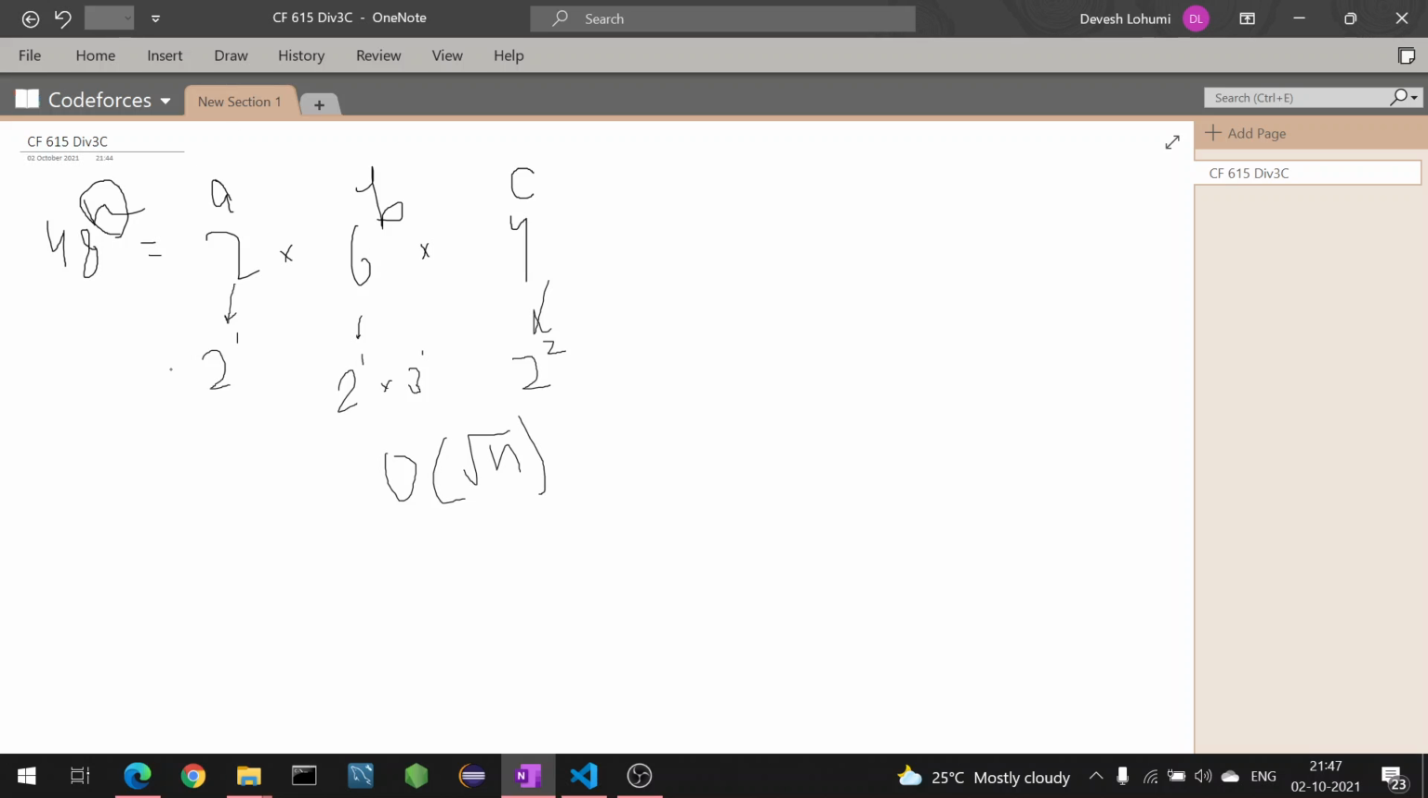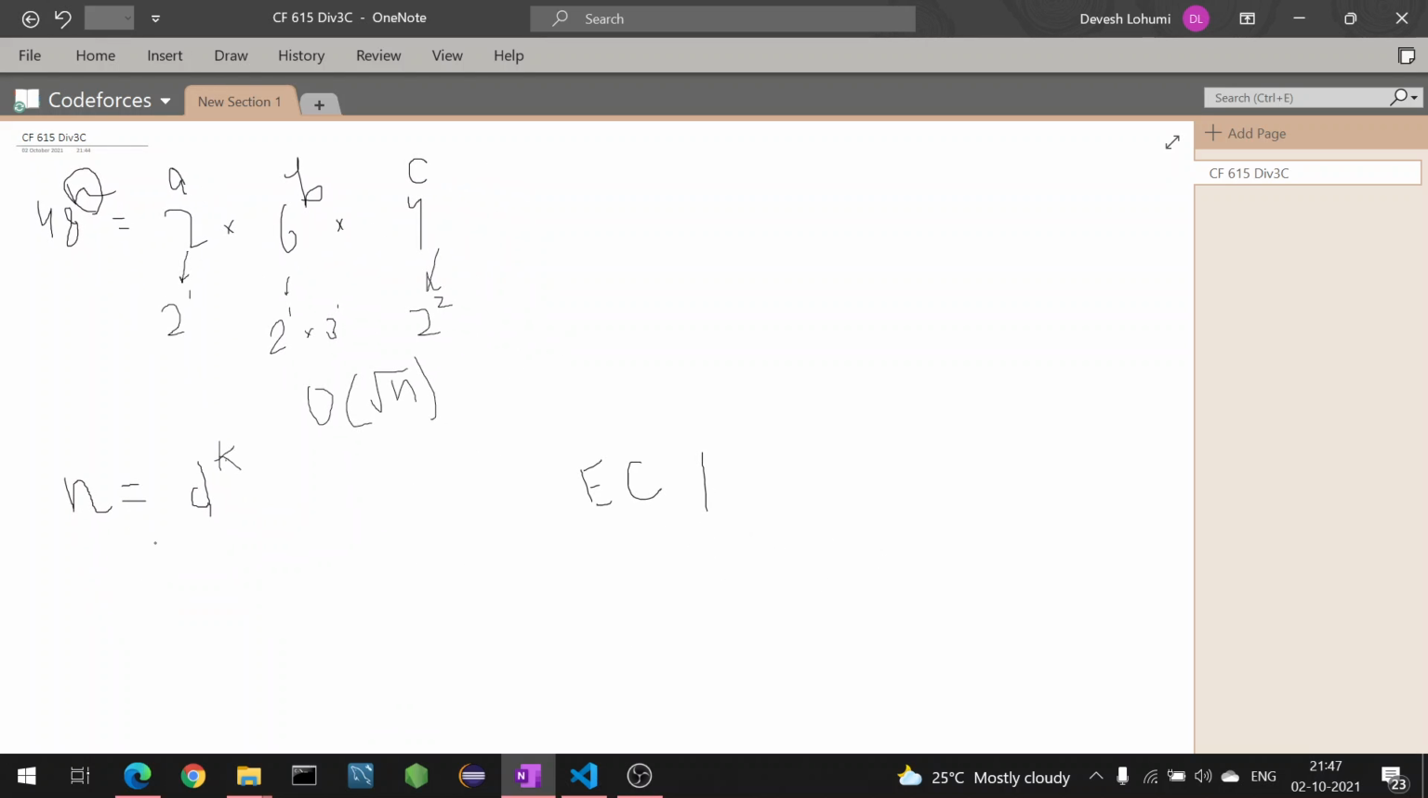Now let's consider the worst case. Let's say that there is some number n which is of the form d power k. What I'm saying here is that d is its only prime factor. So this is edge case 1, and we have this number n which is equal to d power k. Now what should be k here? What should be the minimum value of k?